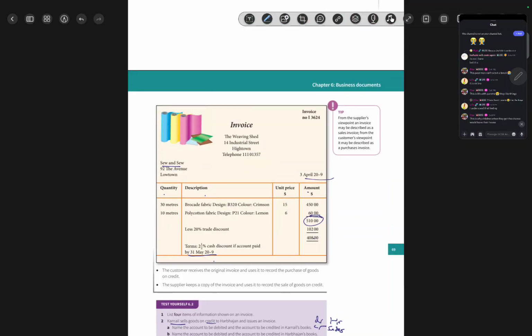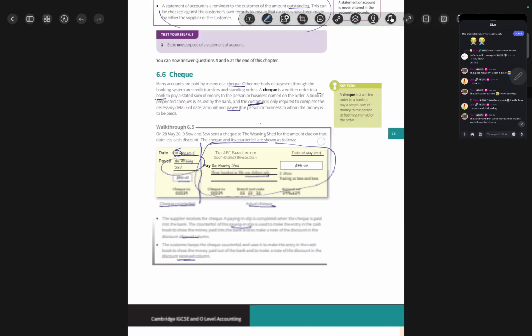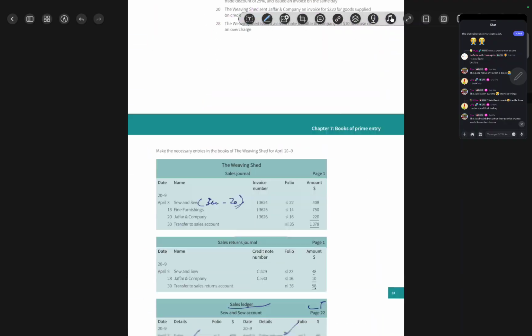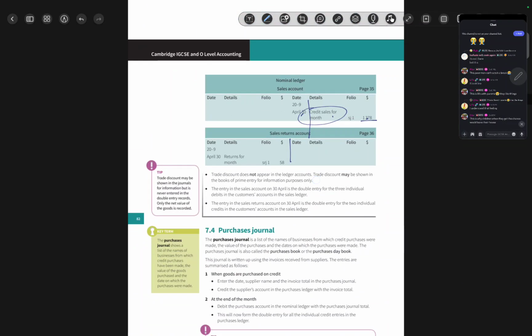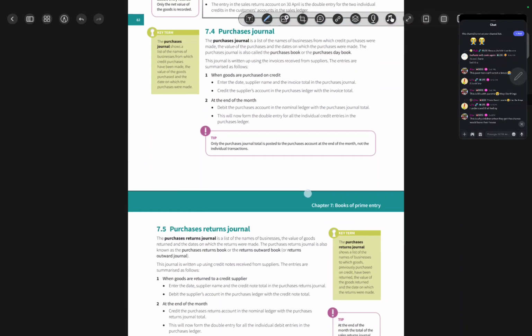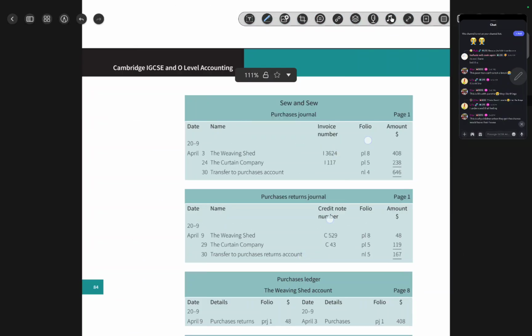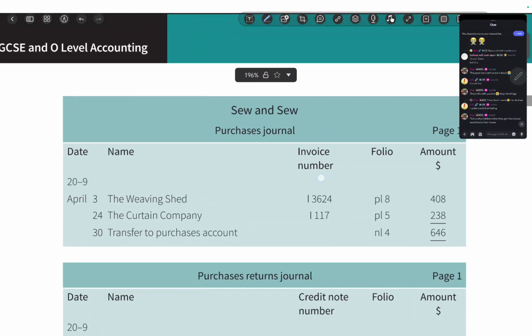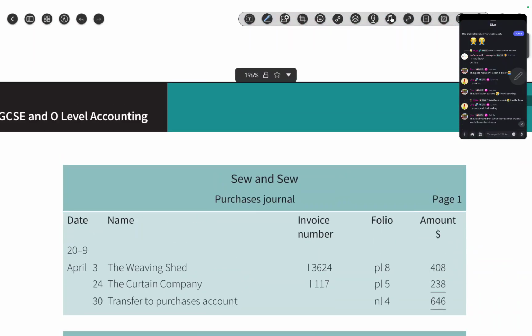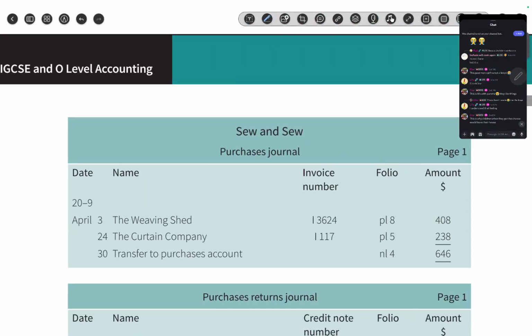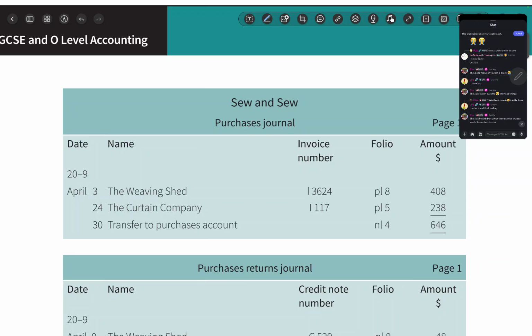Okay, you see trade discount 20%, that's the only place. All right. Then moving on to purchase journal, very much similar, and purchase return journal is also the same thing. All you have to do, let's just look at the example. Take the name of the supplier and the amount, just put it over here, and then at the end of the month, transfer to purchase account.